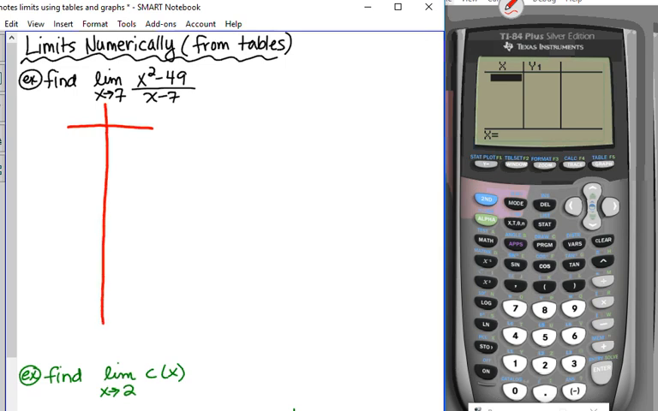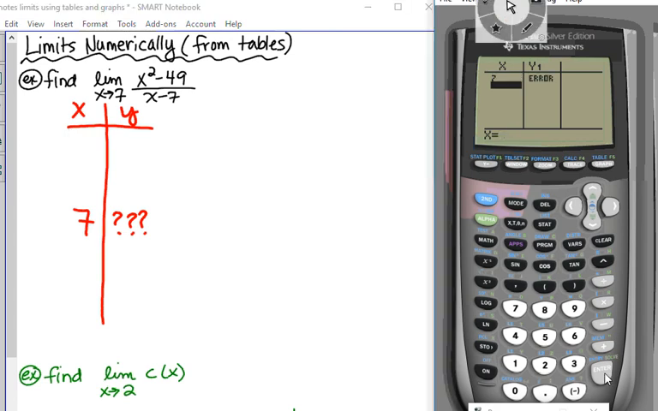And this is sort of my evidence of how I'm going to get my limit. And what I'm looking for is what happens around x equals 7. So it doesn't really matter exactly what the y value is at 7. If I type that into my calculator right now, a y of 7, it's going to tell me that there's an error because the function doesn't exist at 7. Okay. The question is, even though the function doesn't exist, could the limit possibly exist?